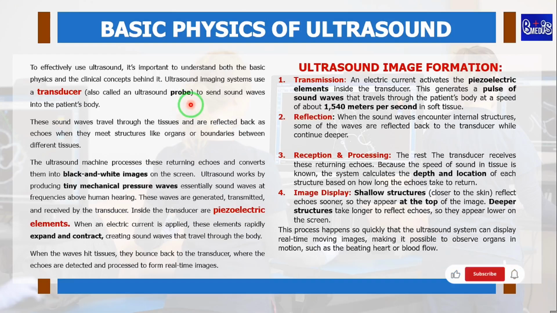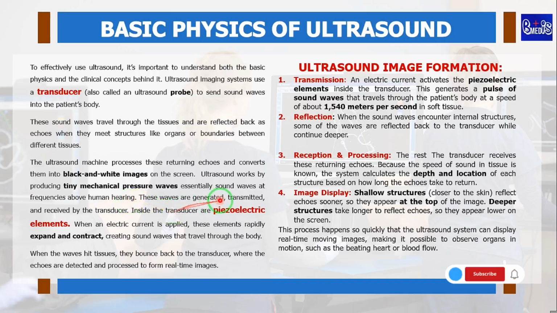Ultrasound imaging systems use a transducer. Take note of that word, transducer, also called an ultrasound probe, to send sound waves into the patient's body. These sound waves travel through the tissues and are reflected back as echoes when they meet structures like organs, boundaries between different tissues. The ultrasound machine processes these returning echoes and converts them into black and white images on the screen. Ultrasound works by producing tiny mechanical pressure waves, essentially sound waves, at frequencies above human hearing.